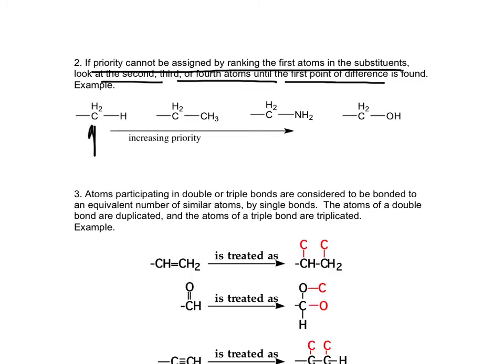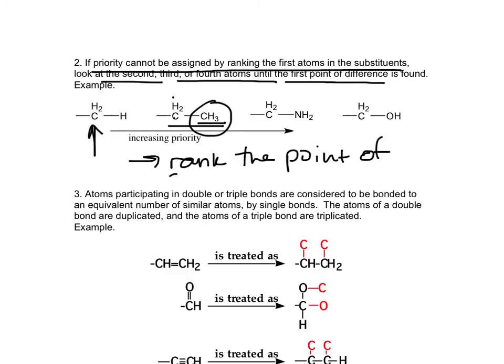Here, if we look at this carbon, it has 3 hydrogens attached to it. Then what we can do is, if we had an alkyl substituent, we would say it would be higher priority because it's carbon with 2 hydrogens and a methyl group, and so forth and so on. And so what you're going to do is rank the point of difference based on atomic number.